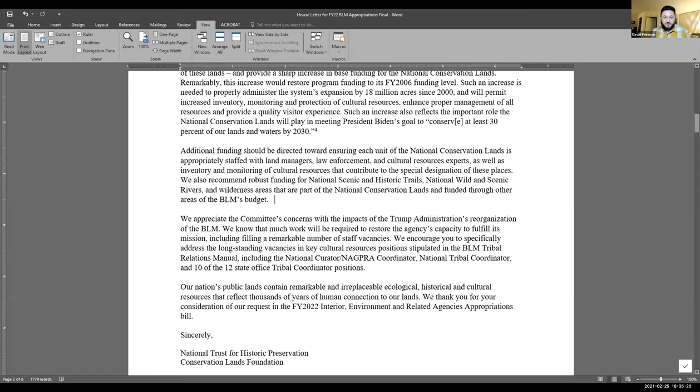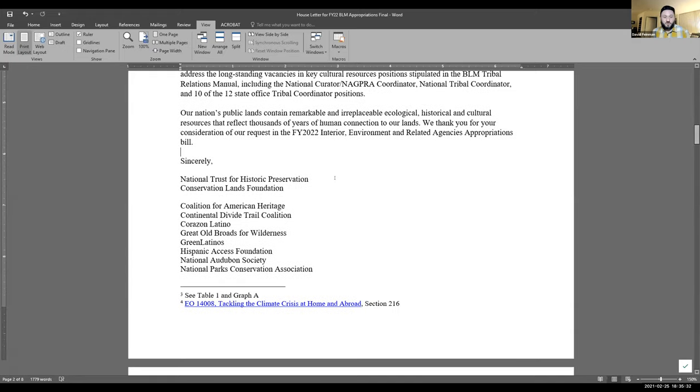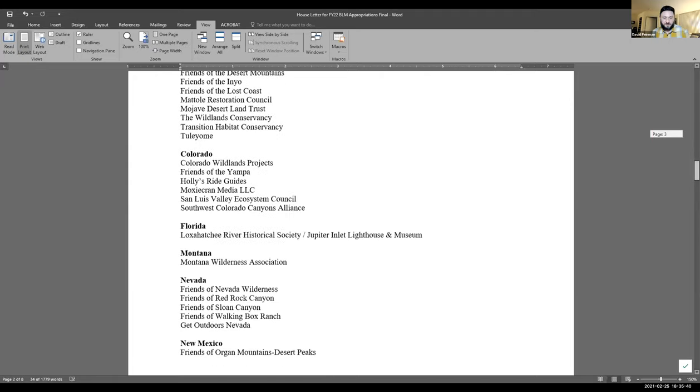Once you've done that, you close out by thanking them again and reiterating the importance of the issue that you're writing about. And then normally you would just have a letter that closes out with a list of organizations that support it, which this letter is still open and we're still getting signatures.